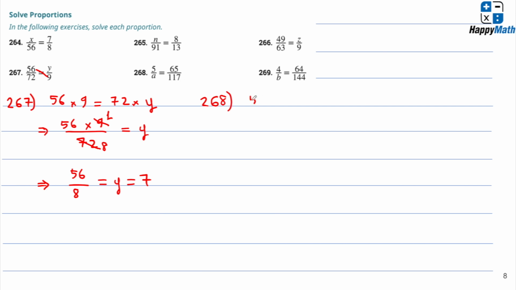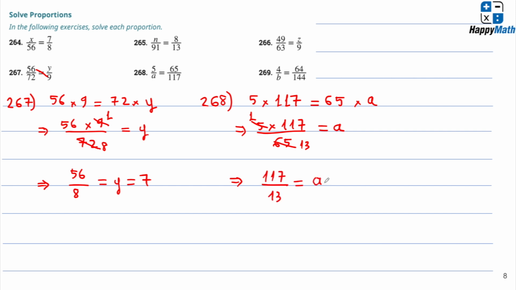268, you got 5 times 117, 65 times 8. And 5 multiply 117 divided by 65 equal to a. Simplify 5 and 65, here is 1, here is 13. So 117 divided by 13, is that possible? Is that divisible? Yes, that is equal to 9. Okay, so we finished that question.